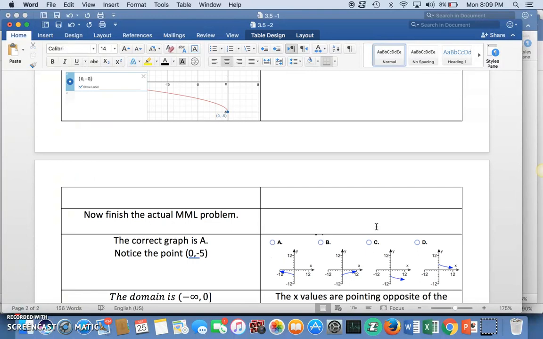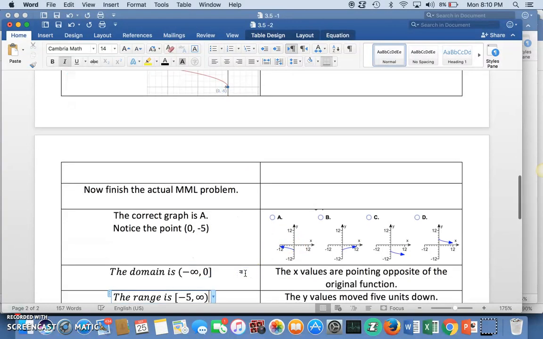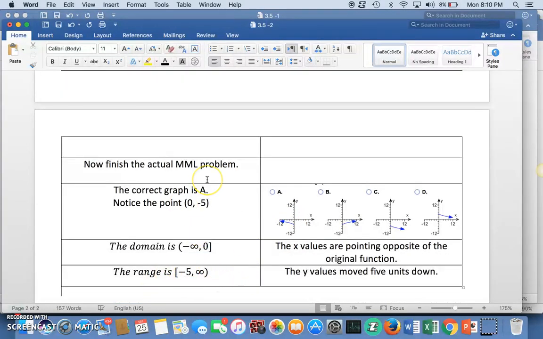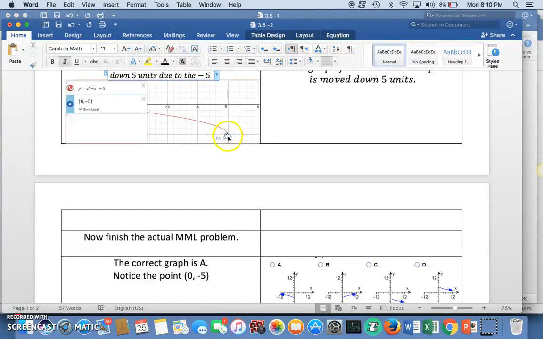And now for your MyMathLab problem, the only one of these that even looks right would be the one that is right there in A. The rest of them don't even resemble it. Your domain is -infinity to 0. Your range here would be -5 to infinity. Notice where the point is, the 0, -5.